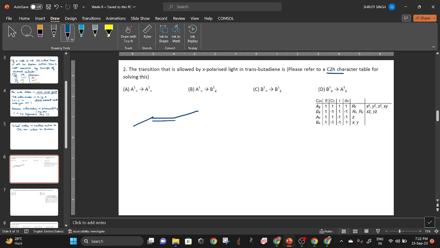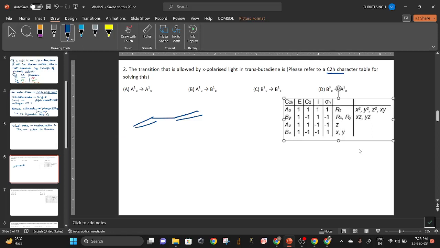trans-butadiene. There is a diene: one double bond here, one double bond here. Okay, so this is the molecule, and we can refer to the character table. So here I have given the character table. Let me zoom it a bit.